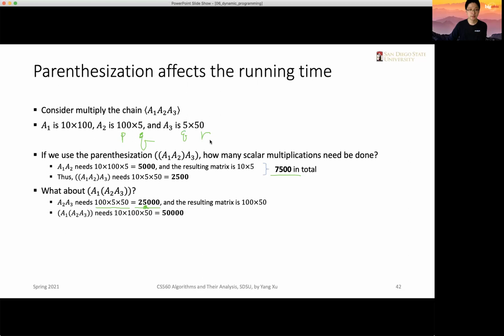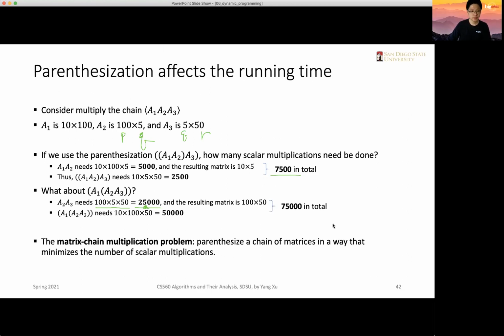Not to mention we have a second step, which is to multiply the resulting product of A2 and A3 with A1. That will cost 50,000 more. Altogether, it's basically 10 times larger than the first way of parenthesization. Okay, so it's actually a serious problem now. So different ways of adding parentheses, which means different orders of computation, actually matter a lot.